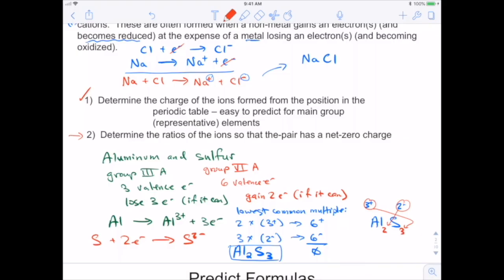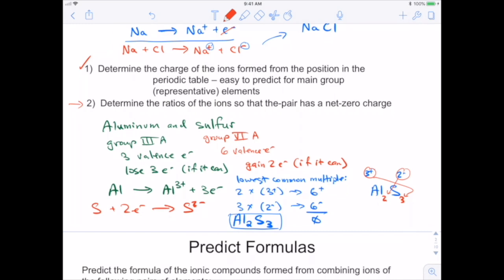So it's fine with me if you want to learn the crisscross method to do it, although I often don't like shortcuts without understanding what's going on underneath that shortcut. So to do that, you need to think about the lowest common multiple, making sure that the ratio of the ions gives you overall a net 0 charge in the compound.